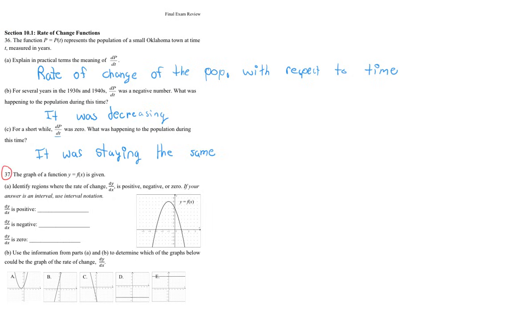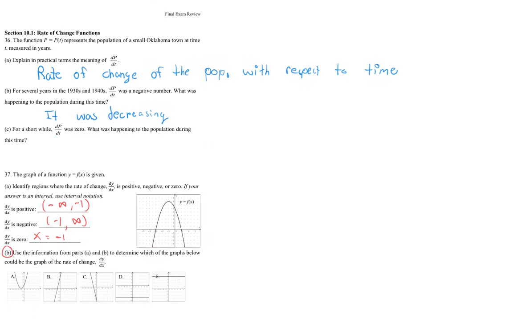The graph of the function y is equal to f of x is given. Identify regions where the rate of change is positive, negative, or 0. So positive here is going to be when we're going upwards. So that's going to be from negative infinity to negative 1. Our negative is going to be where we're going downward, so the whole other side of this graph from negative 1 to infinity. And our dy dx is 0 at x is equal to negative 1, because that's when our tangent line is constant.